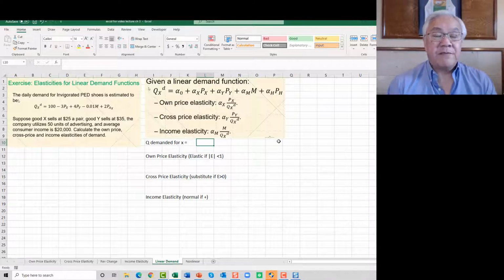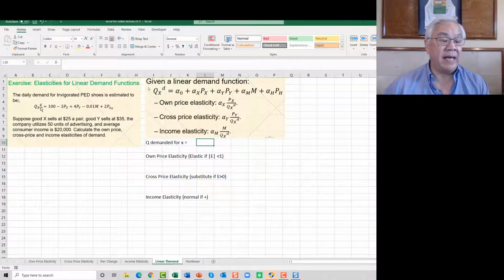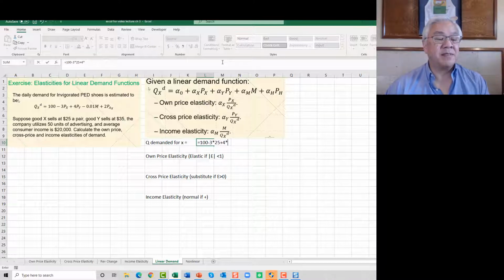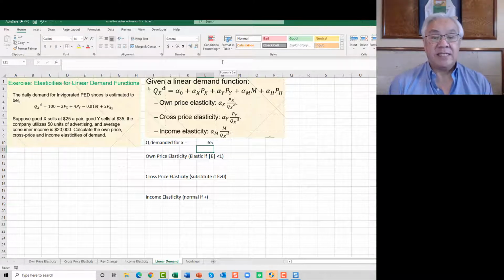All right. To solve this problem, let's first determine the amount of QX, the amount demanded. And we're given the data to allow us to do so. So QX demanded equals 100 minus 3 times the price of X, which is 25. And then that's plus 4 times the price of Y, which is 35, minus 0.01 times the income, which is 20,000, plus 2 times the advertising, which is 50 units. See, the answer is 65. So that's Q of X, quantity of X.